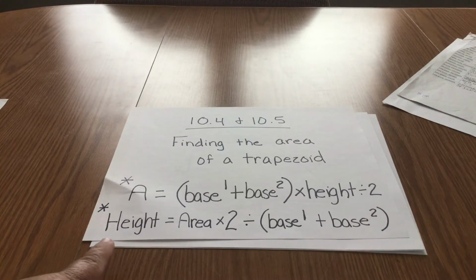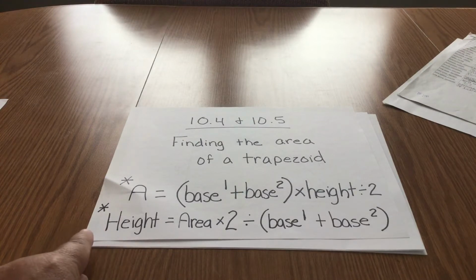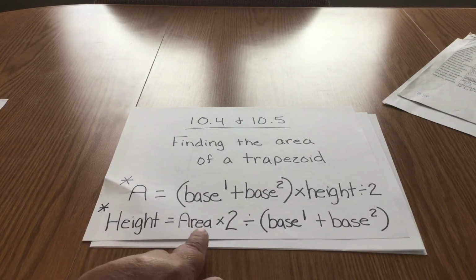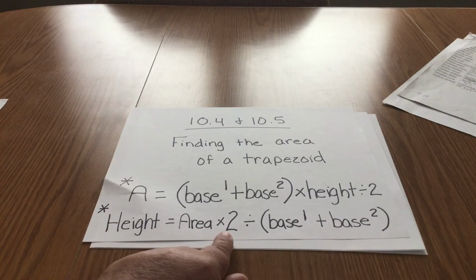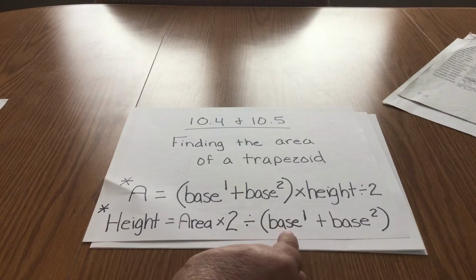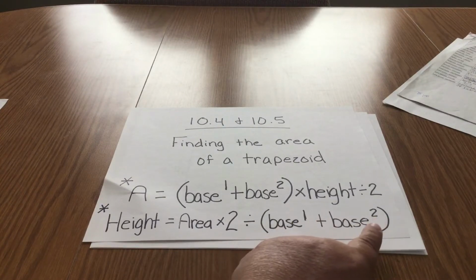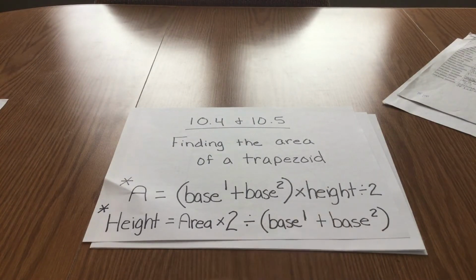The second one you're going to need to know: sometimes they give you the area, but they don't give you the height of the trapezoid. So this is how you find the height of it. You take the area, which they're going to give you, times 2, and then you divide it by base 1 plus base 2. And if you look, that's really just the opposite of the formula that we have up above.